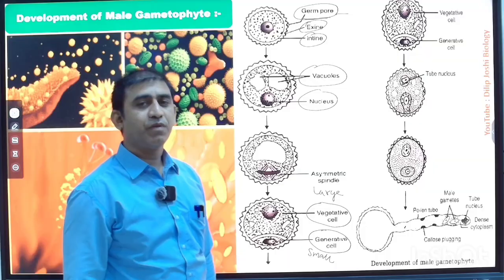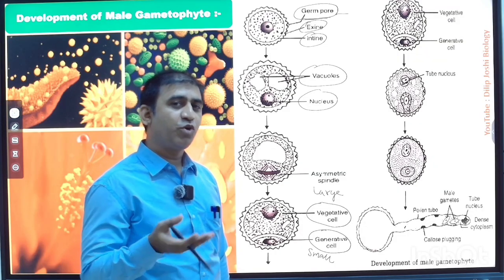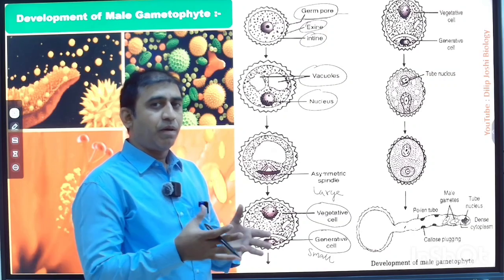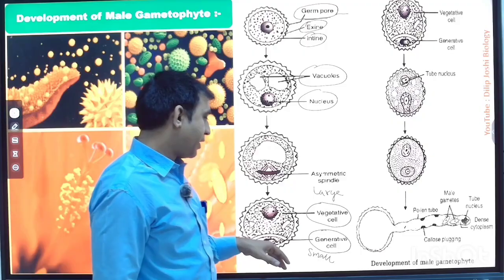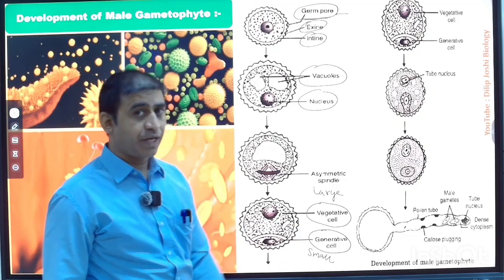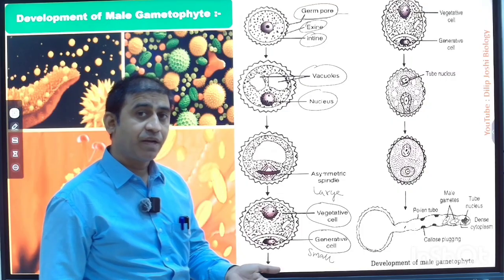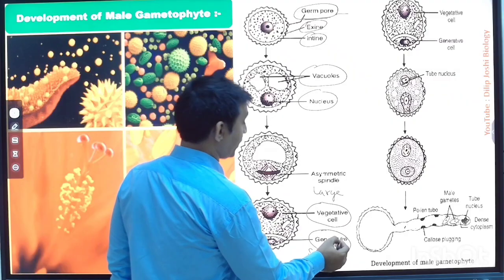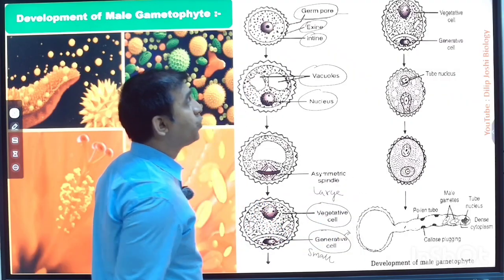Vegetative cell is irregularly shaped. Vegetative, as I told you, means food, and it is going to store the food, so its size is big. The generative cell is small. As the name suggests, the generative cell will generate two male gametes after mitosis, which is why it is named the generative cell. The generative cell again undergoes mitosis to produce the two male gametes.